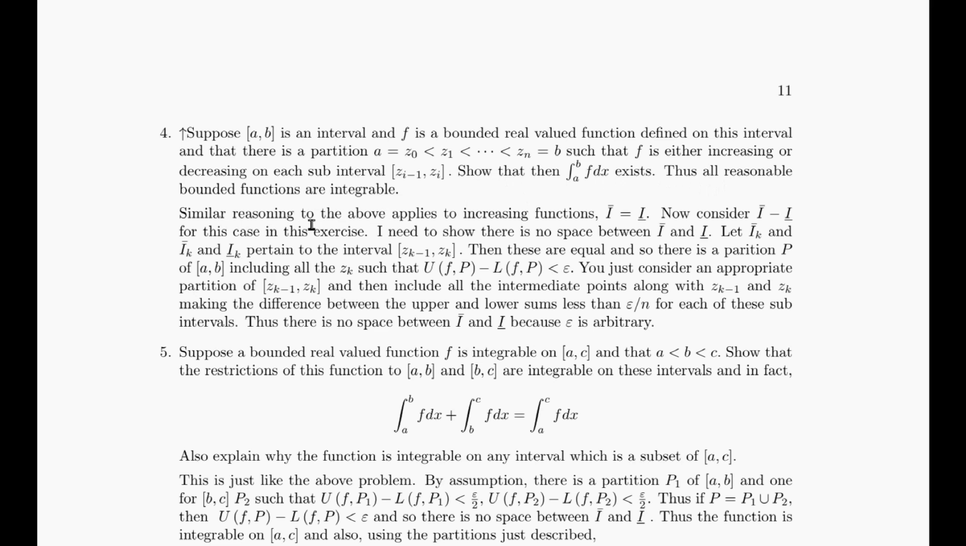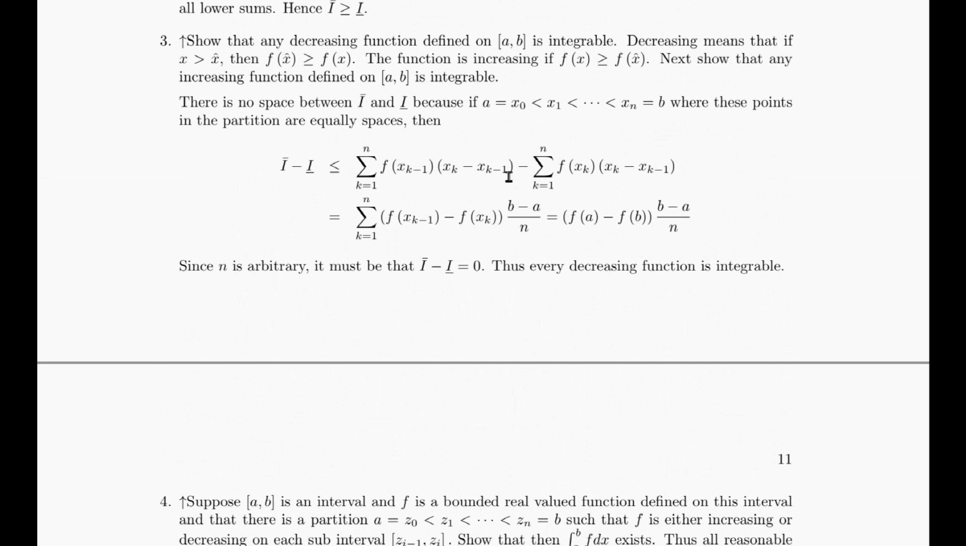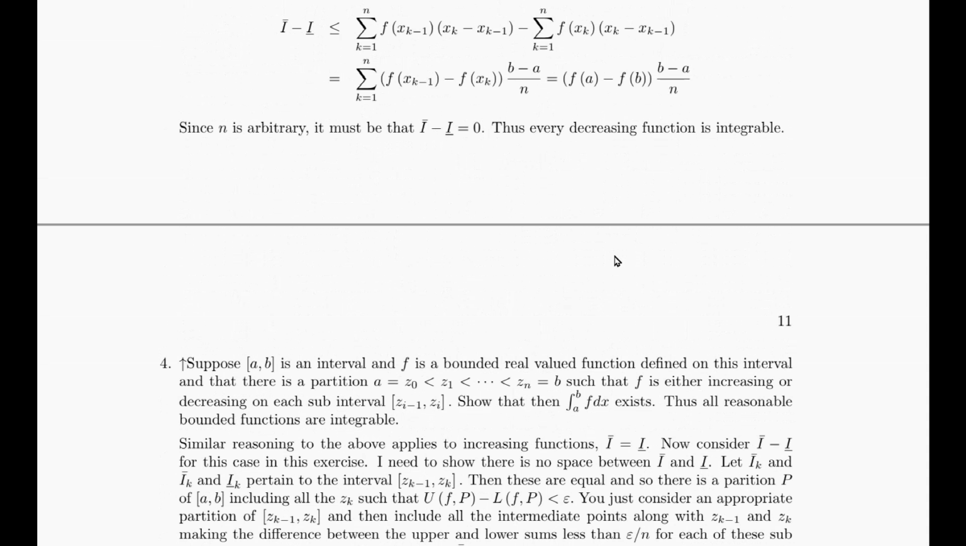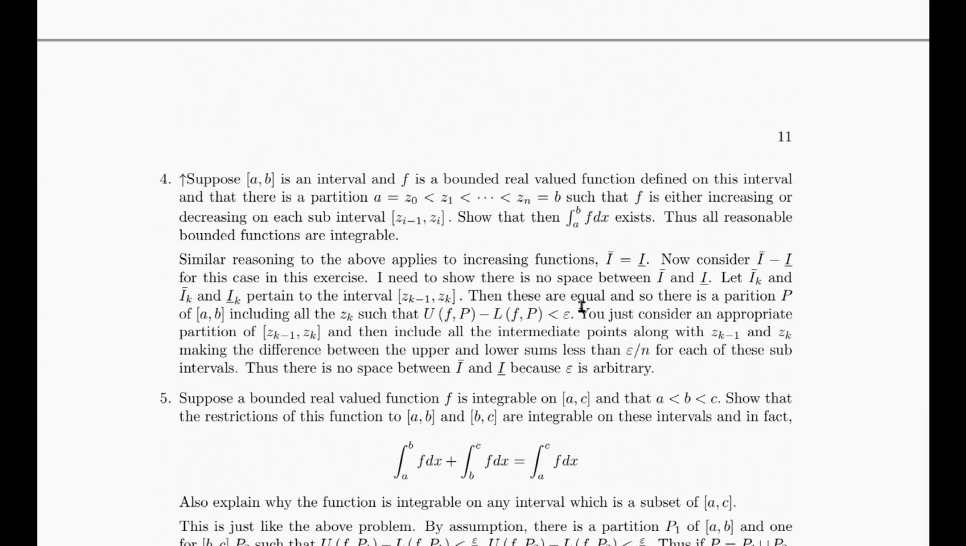Similar reasoning to what we just used above applies to increasing functions. So you can just write down the difference between the upper sums and the lower sums and then show it goes to 0 in exactly the same way. You just would turn these around. You'd have an f of xk here and an f of xk minus 1 here. And you'd still have everything work out the same.